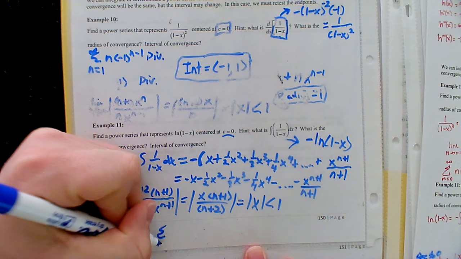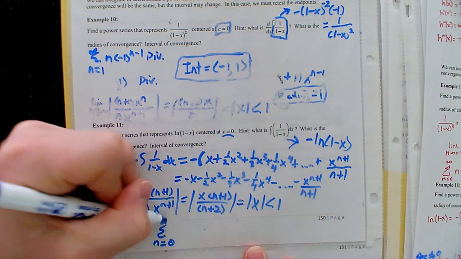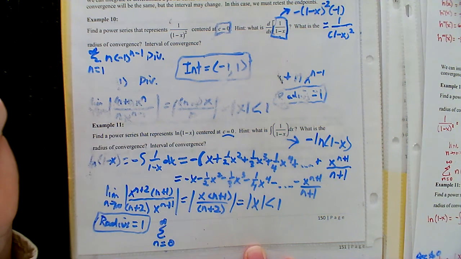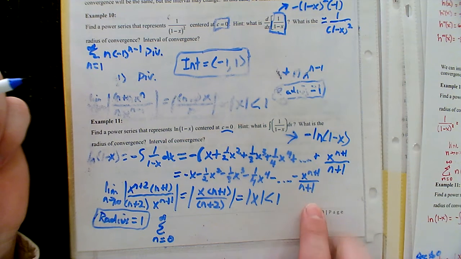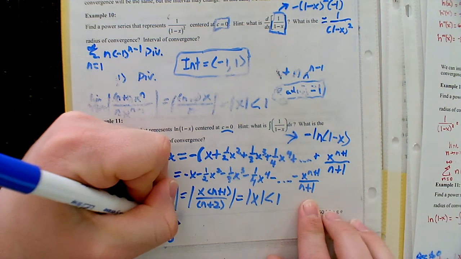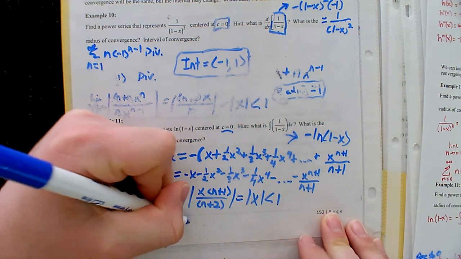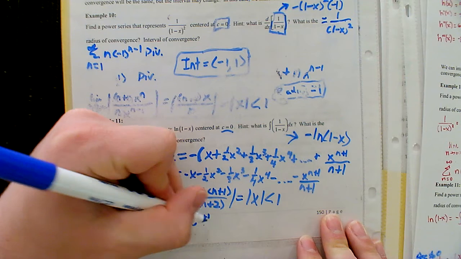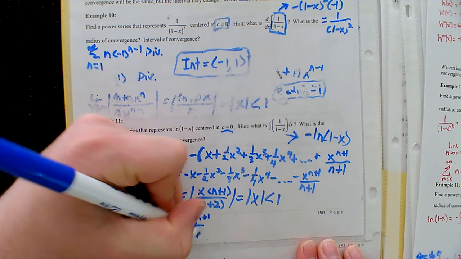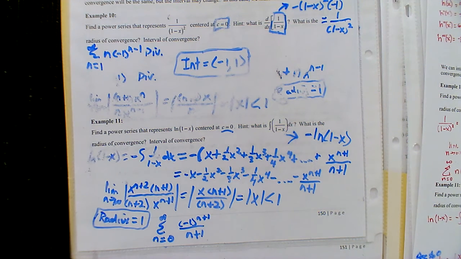So summation, n equals 0 to infinity. We need to take this term here, negative 1 to the n plus 1 over n plus 1. Okay, so negative 1 to the n plus 1 over n plus 1. Converge or diverge, and why do you think so?